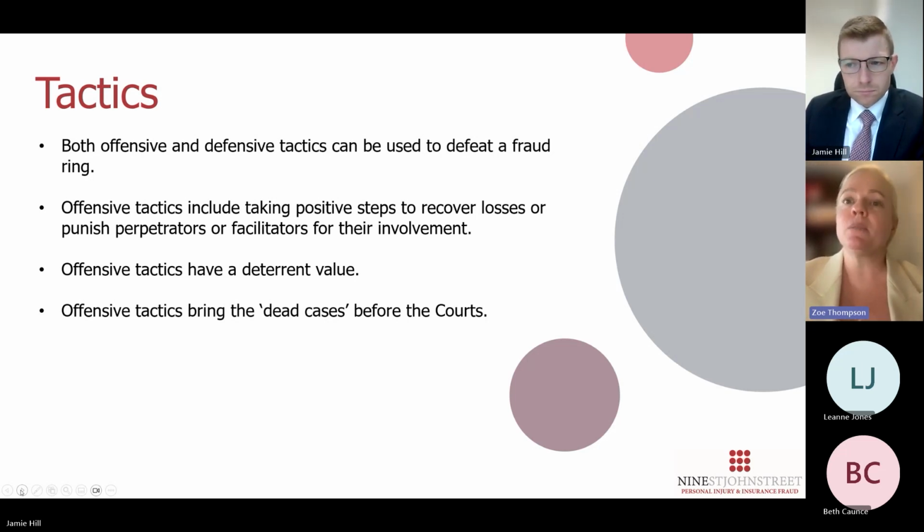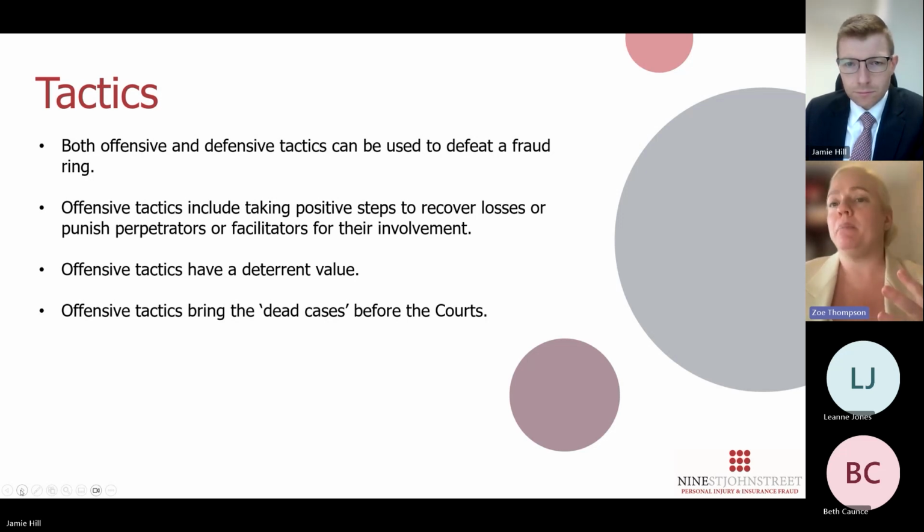Offensive tactics, which Jamie's going to discuss now, are about the insurer taking control of the litigation. So you're either not a defendant anymore, you're the claimant, or you're bringing a Part 20 counterclaim, and you are exposing the ring in your pleadings, and you are relying upon all of the cases, including the dead cases that the claimants never wanted to have run.